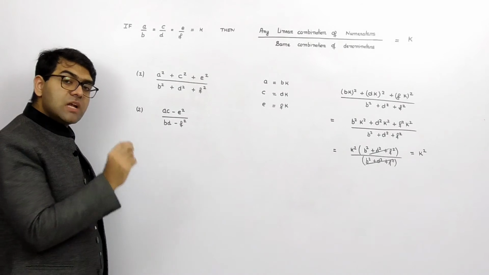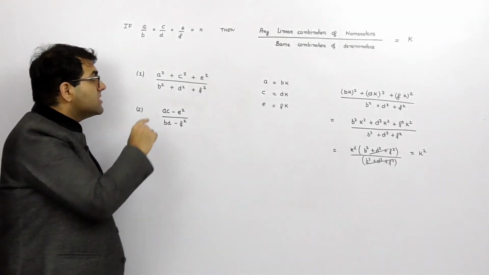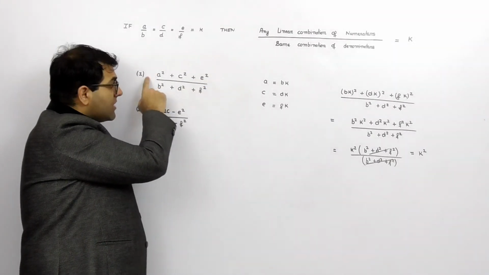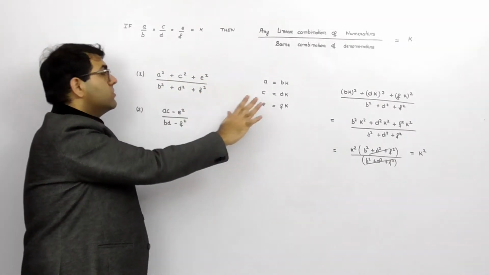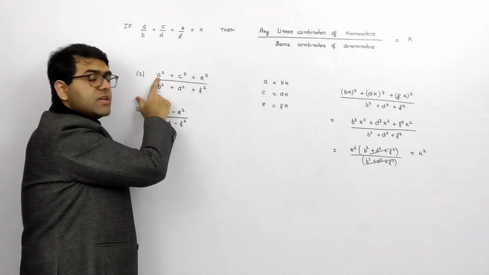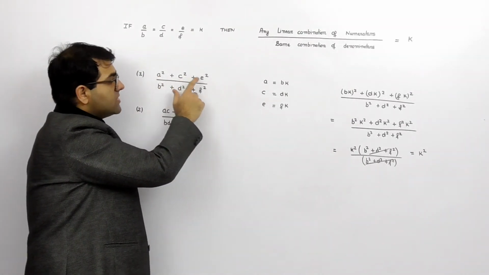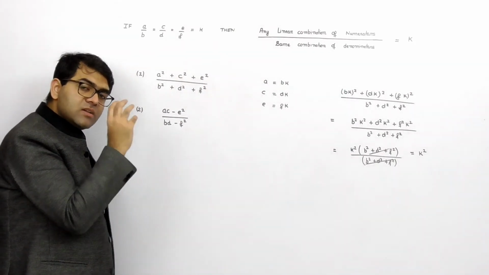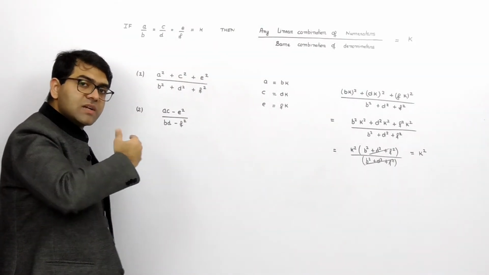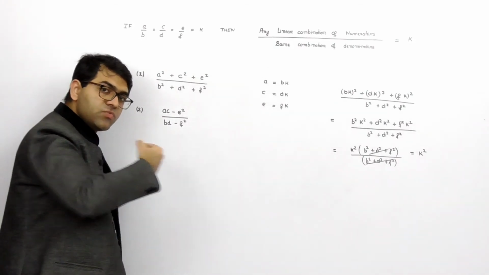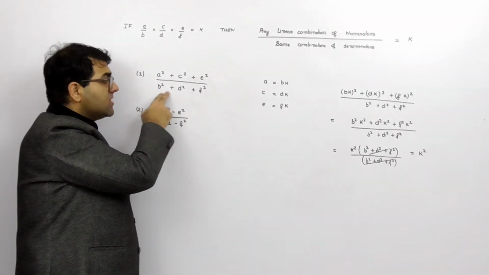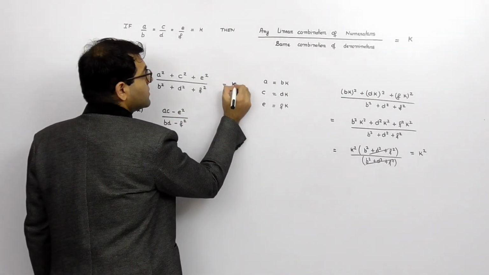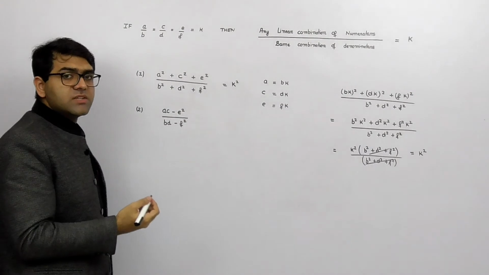Another additional thing that we need to understand here is that in a square, c square and e square, the degree of the expression is uniformly 2. So, agar ye term ka degree 2 hai, toh is term ka bhi degree 2 hai, is term ka bhi degree 2 hai. If you have a quadratic relation of numerators so that the degree of all the terms is uniformly 2, and the same thing is happening in denominator, you can directly call the answer as k square, or you can directly deduce the answer as k square.